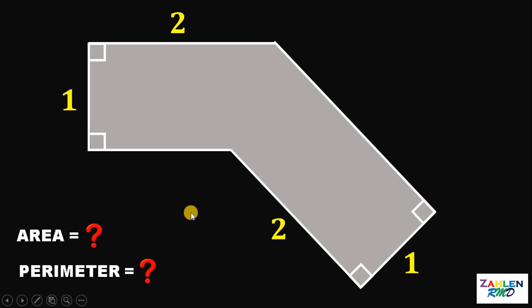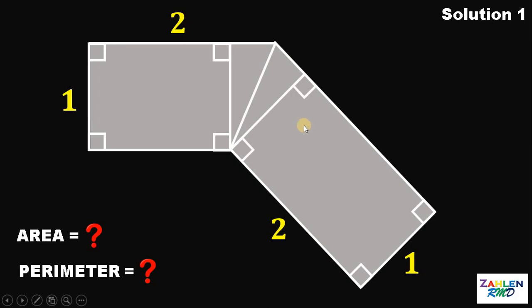Now we have two solutions in this question. So let's start with our solution number 1. First thing is to cut this figure into two figures like this. Next thing to do is to insert two perpendicular lines to create two rectangles like this. Now from here, we can say that these two perpendicular lines are equivalent to 1 unit.